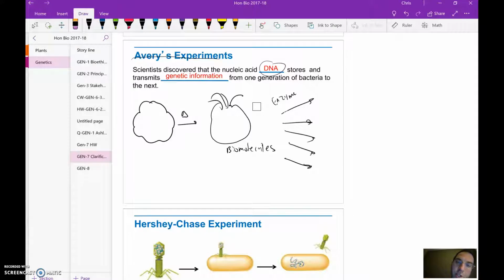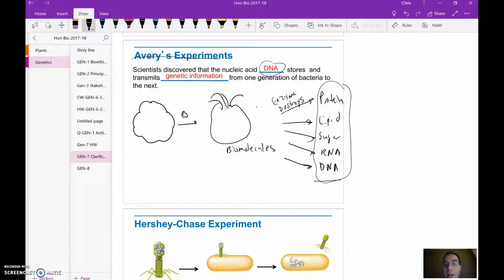I'll actually say destroys. Let's just say destroys so that you guys can remember that the enzyme can destroy protein, lipid, sugar, RNA, and DNA. And when he tried to transform by taking this soup, okay, and then mixing it with live bacteria, if he added the enzyme that destroyed the protein, it still transformed.